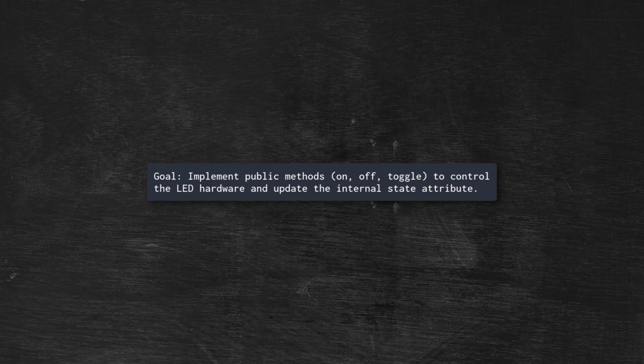Methods are the functions that live inside a class. They define the behaviors of our object. For our Led class, we want to be able to turn the light on, turn it off, and maybe even toggle its state. Let's write the logic to make this happen.